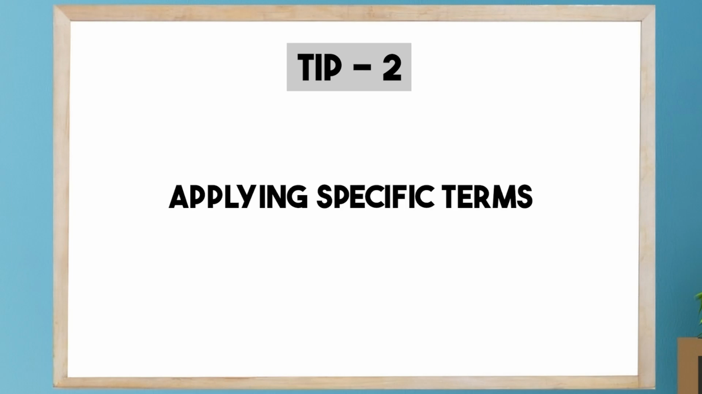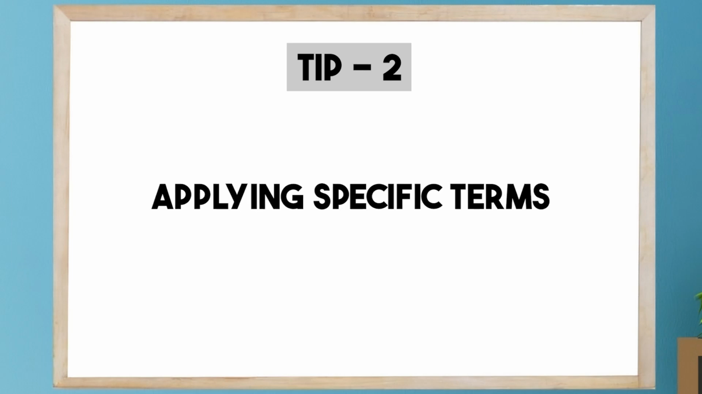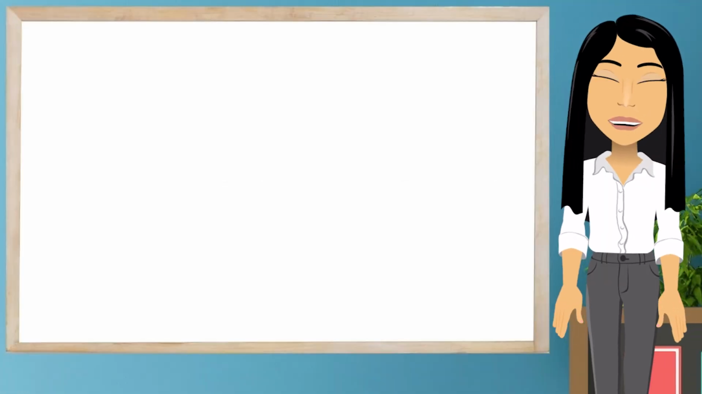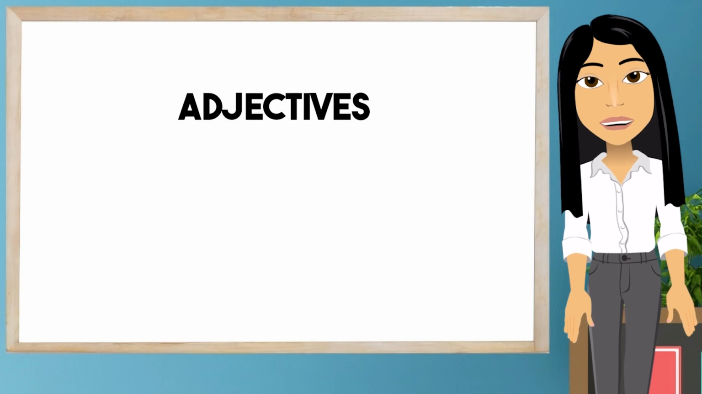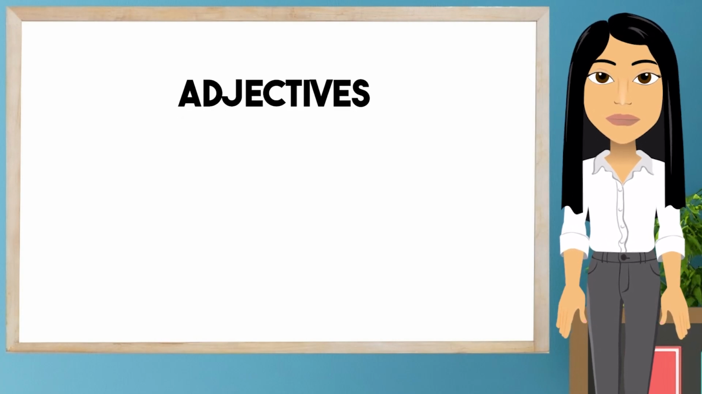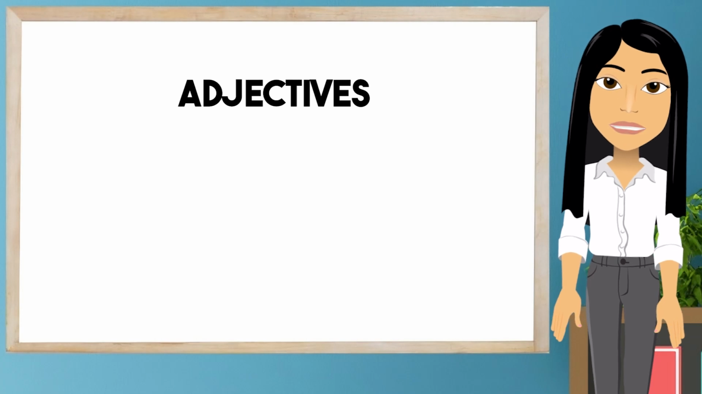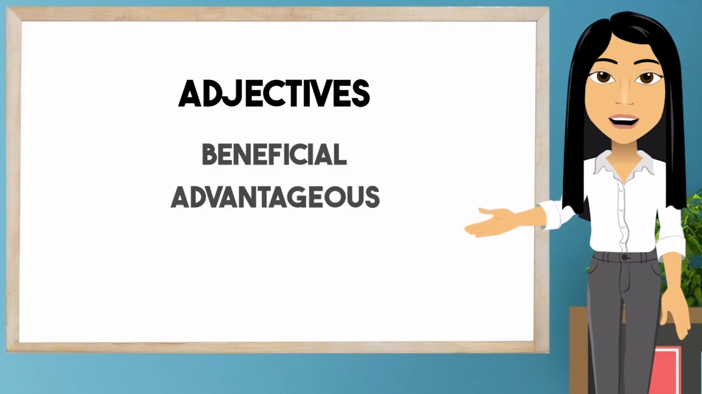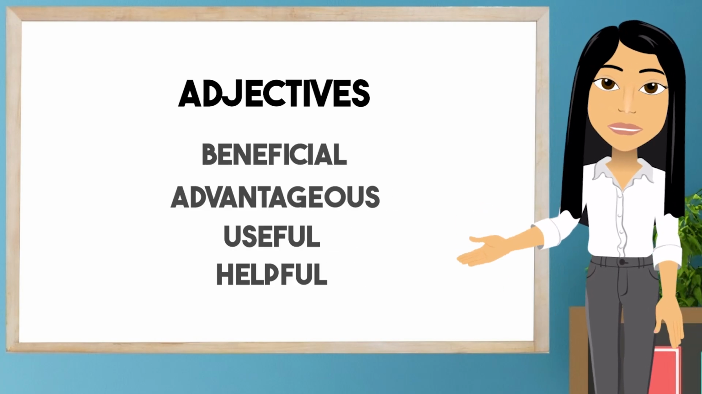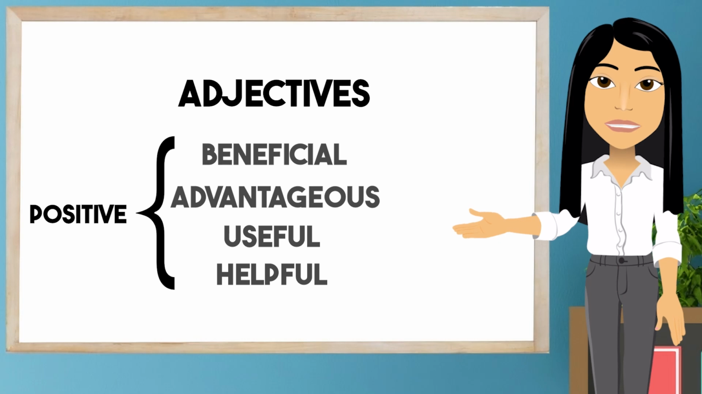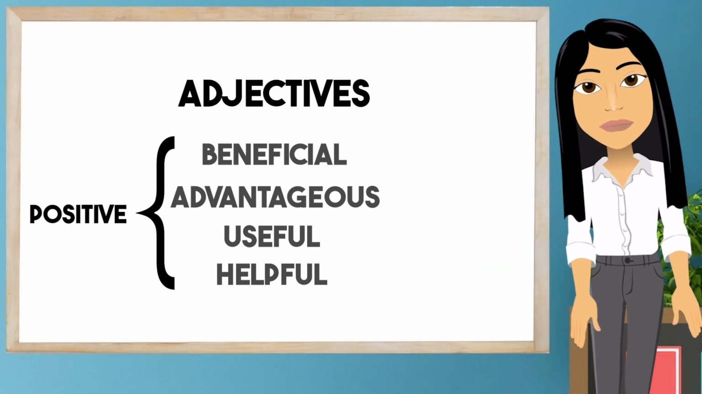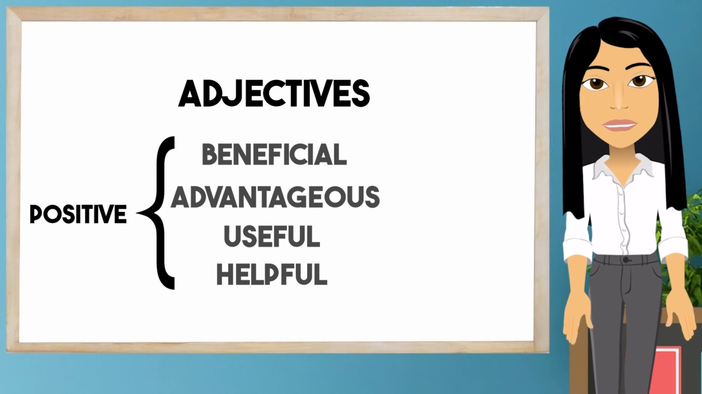Tip 2. Applying specific terms. Just like synonyms, another way to describe advantages is the adjectives of those words. Using adjectives is a better alternative to simply saying good or bad. Beneficial, advantageous, useful, or helpful are substitute words to describe the positive side of something. Let's see how these words are used in a sentence.